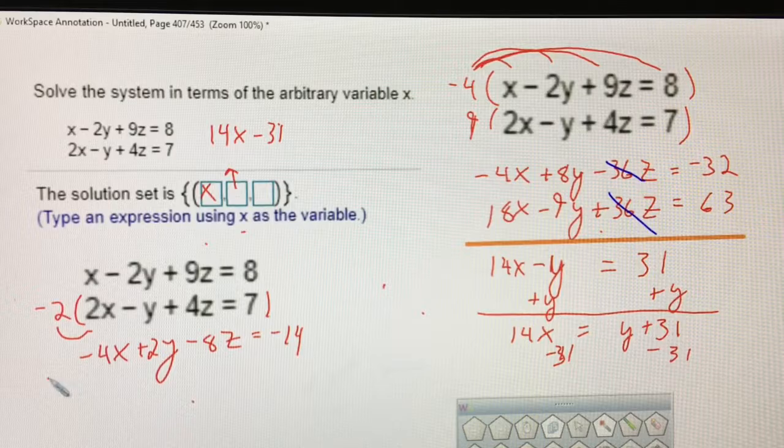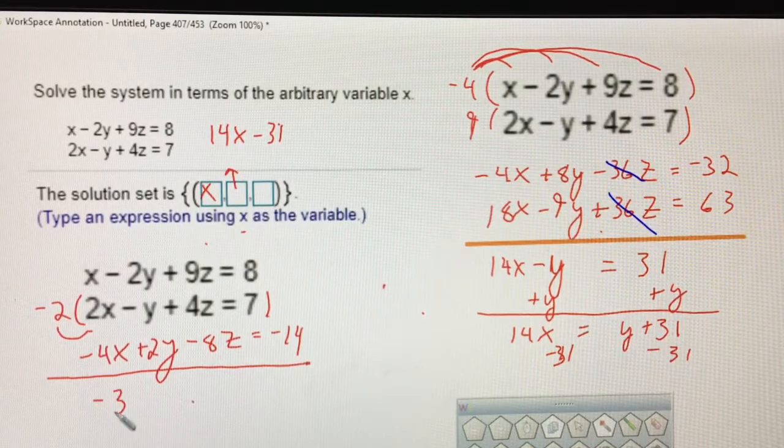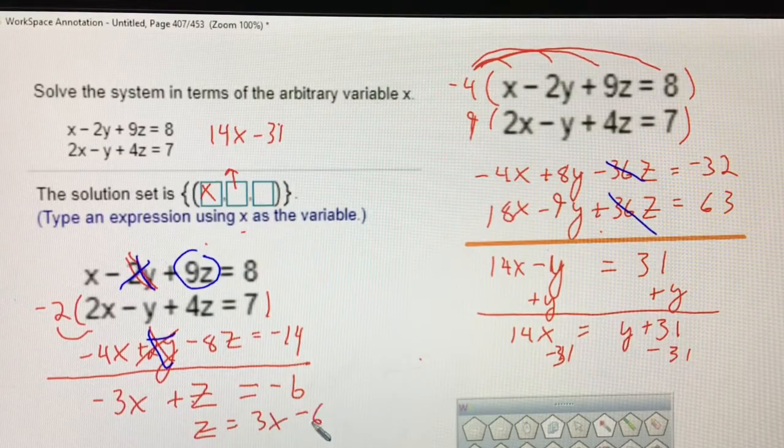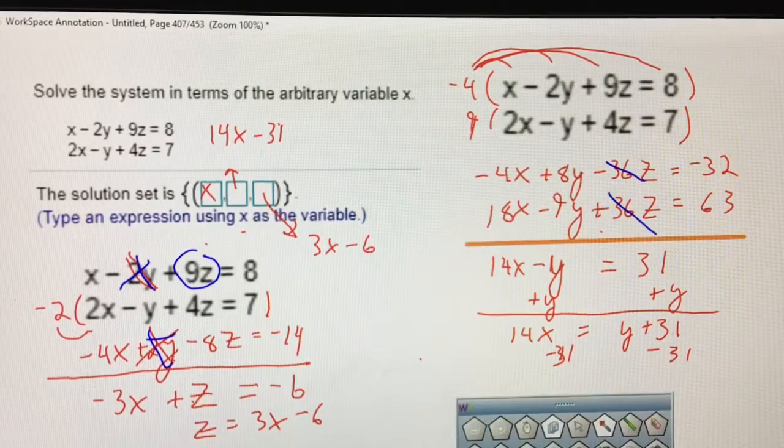X minus 4x is negative 3x. 2y and negative 2y, 2y minus 2y, that eliminates. And now I have 9z minus 8z. That's going to equal plus 1z. And then 8 minus 14 will give me negative 6. And remember, I'm solving this one for z to get that value for z. And notice z is going to equal 3x minus 6. So that value there is going to be 3x minus 6.